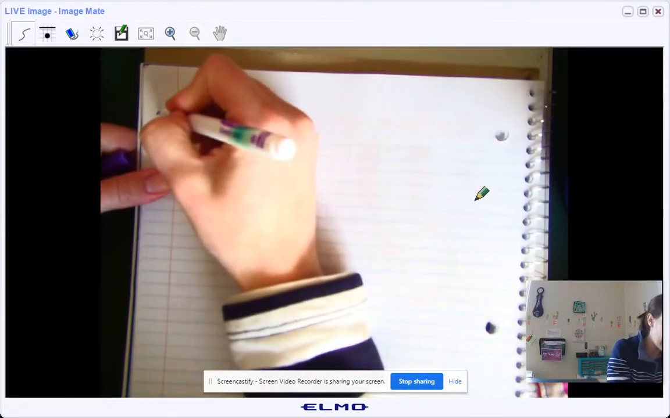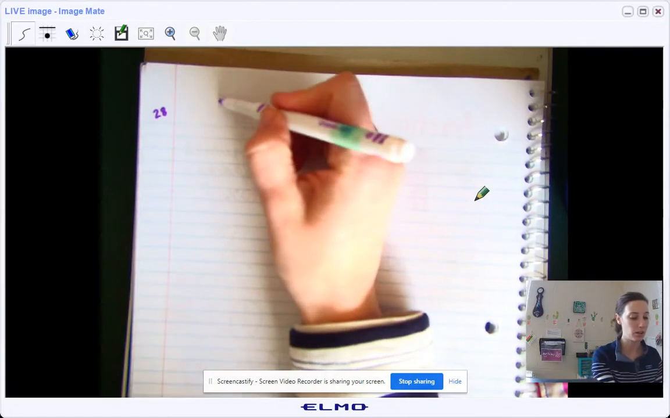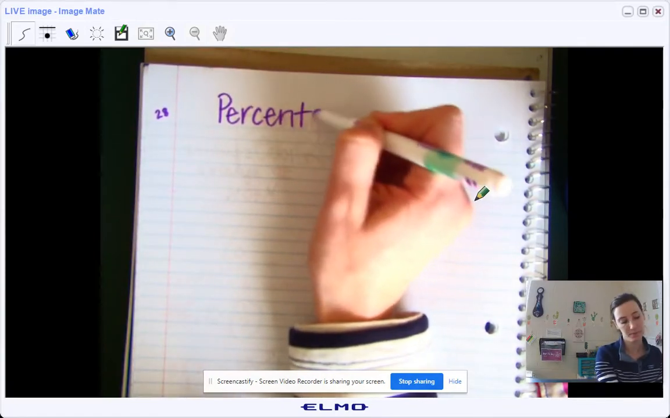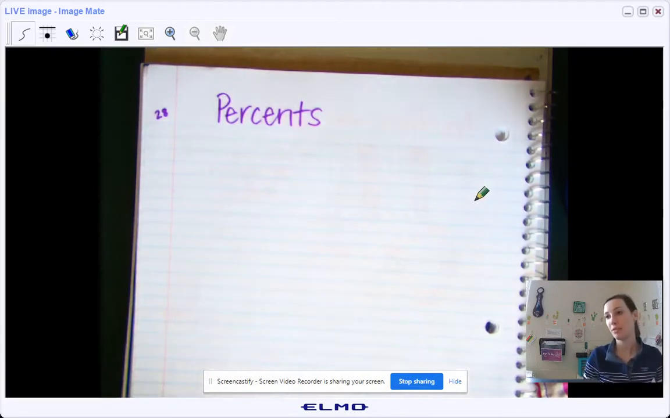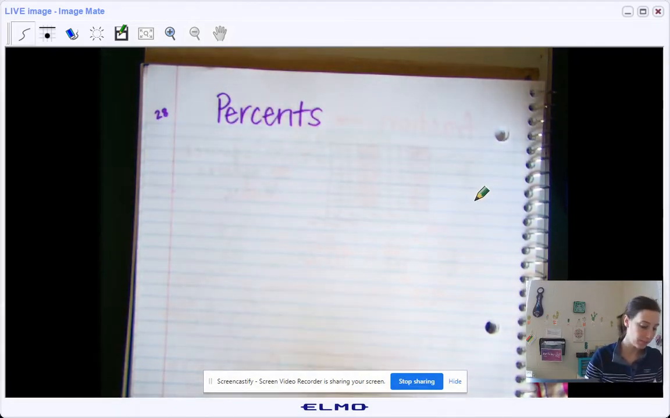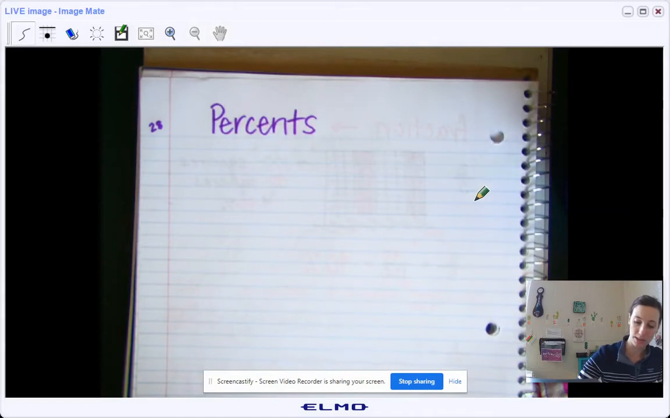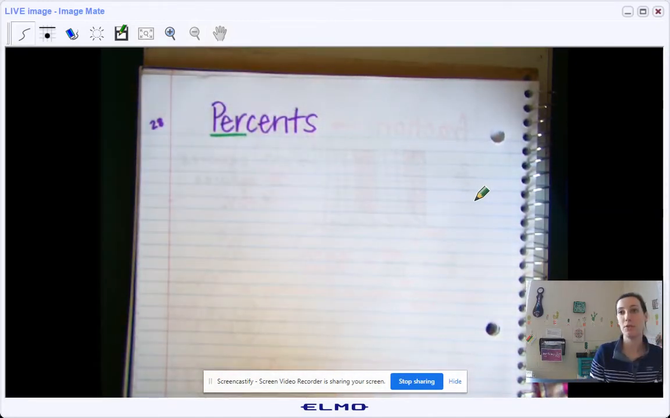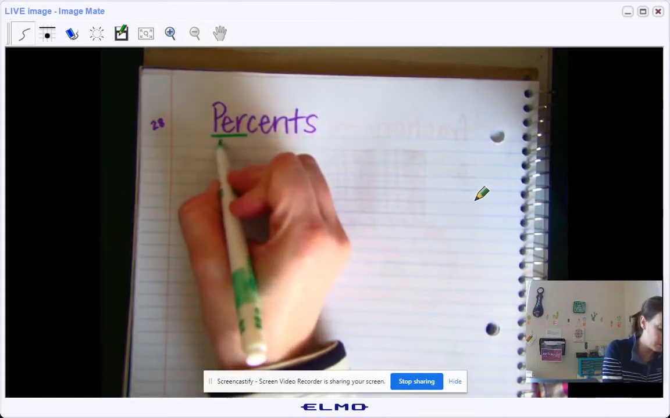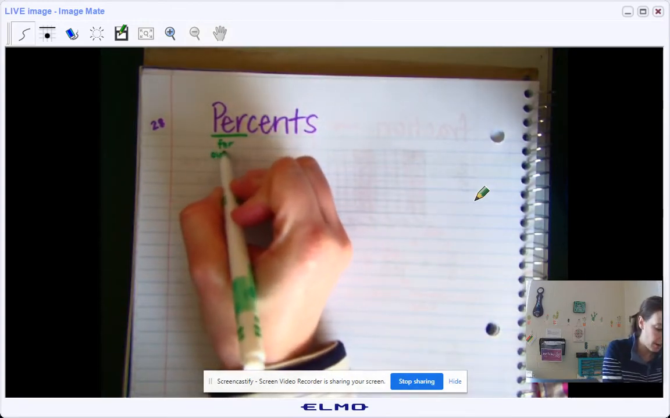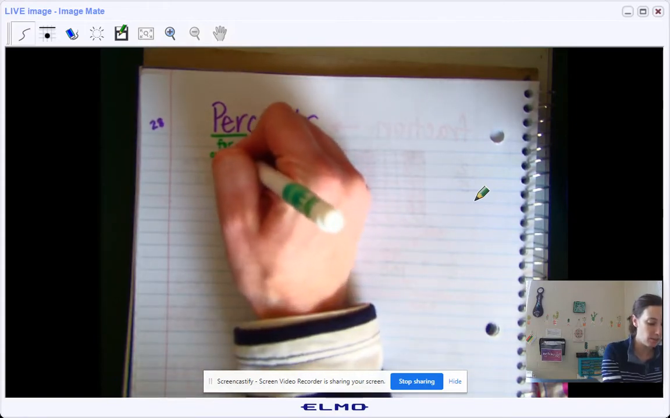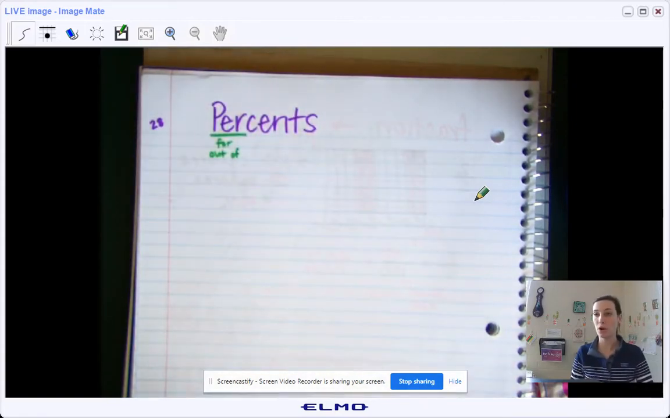Hi everybody, we are on page 28 and today we are talking about percents. Percents get a bad rap for being tricky. They're really not too tricky, and in fact it's right there in the word. Per means for or out of. So if I'm giving one stuffed animal per person, I'm giving one stuffed animal for a person.